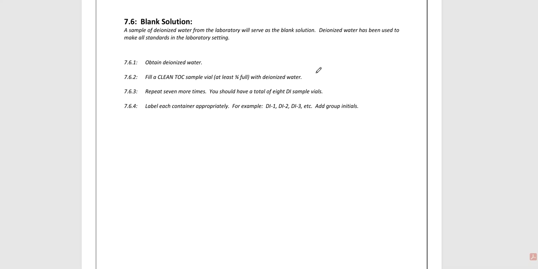Next up is section 7.6, and it says a blank. A sample of deionized water from the lab will serve as the blank. Deionized water has been used to make all the standards in the lab setting. And it gives me a couple of directions. Obtain deionized water. Fill a clean TOC sample container at least 3/4 full with deionized water. Repeat 7 more times. You should have a total of 8. Please label them as DI 1, 2, 3, 4, 5, 6, 7, 8. Put your initials on there so we know who goes what. Now 7.6 is done.